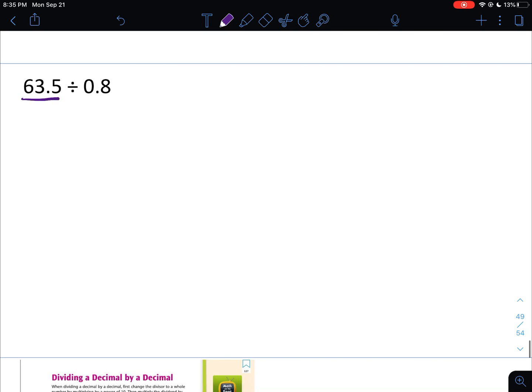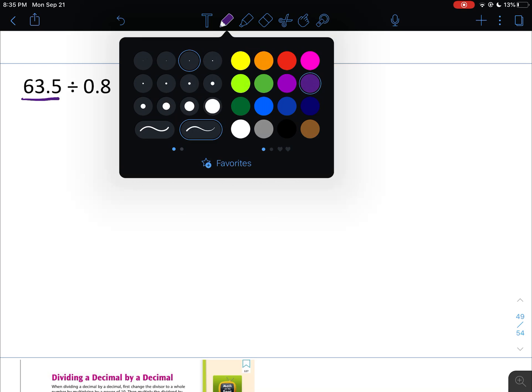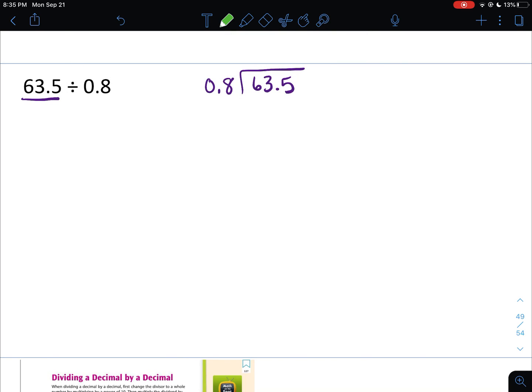So we're going to divide 63.5 divided by 0.8. So first number goes inside. Remember, we need to get rid of the decimal in the divisor. In this instance, we're only moving it once to the right, and it becomes 8. Since we moved it once, we're going to multiply by 10. So same thing, multiply the dividend by 10, move it once to the right.